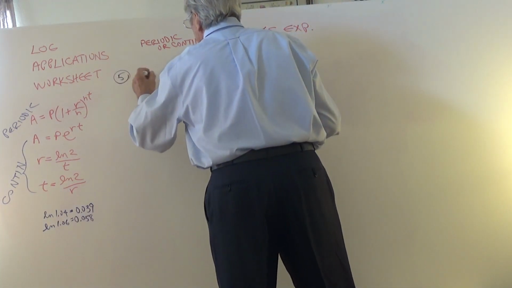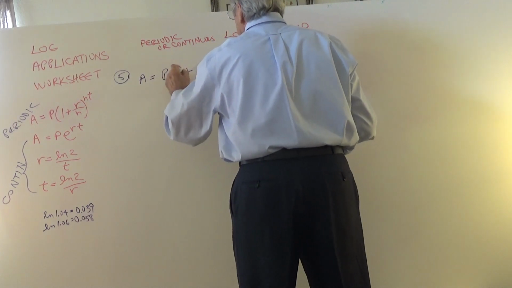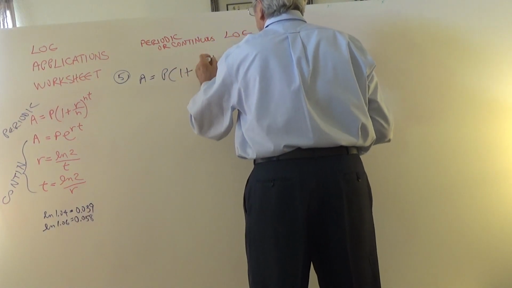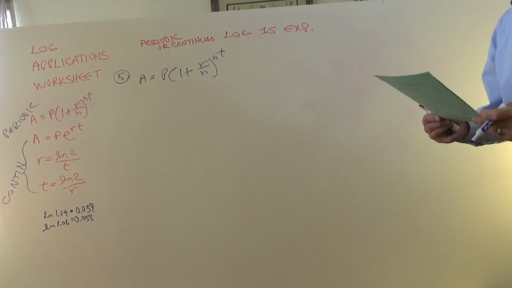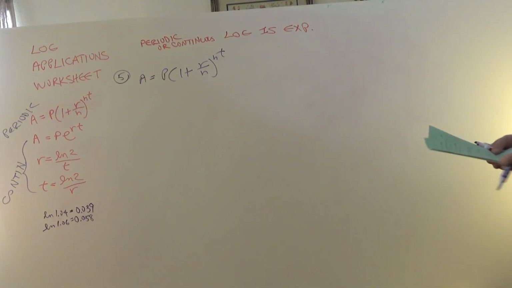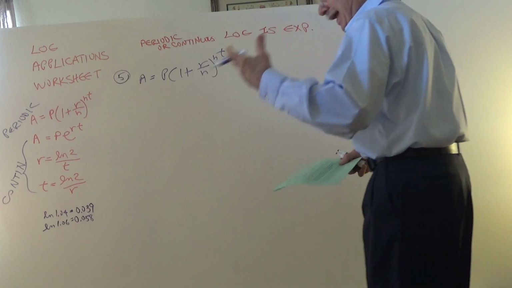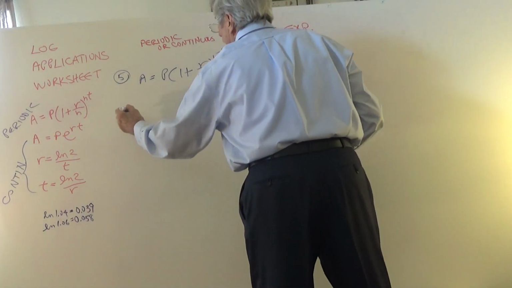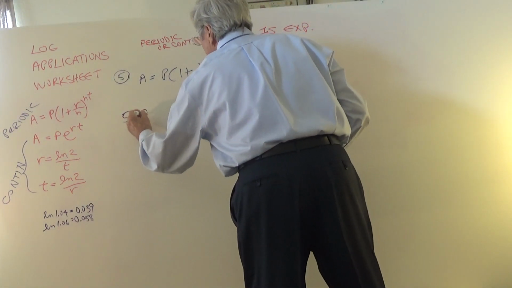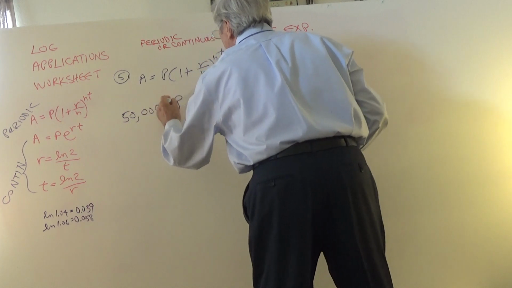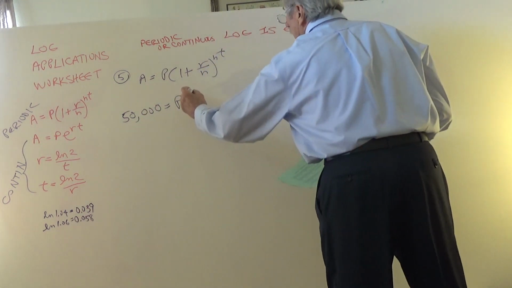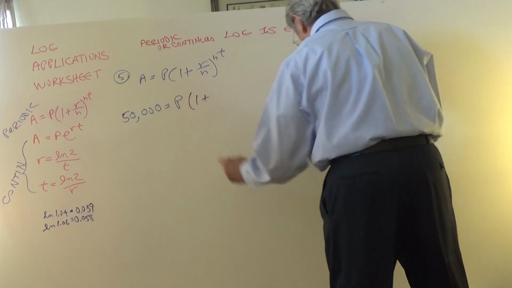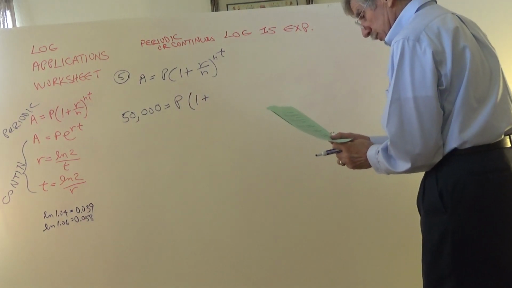Now that's going to be A is equal to P times (1 plus r over n) to the nt. The principal, it says how much they want to have, 50,000. That's not P. They want to end with 50,000, so that's the A here. A is 50,000. How much must they invest? Don't know that. That's P. And then 1 plus r, the rate we're getting on this.